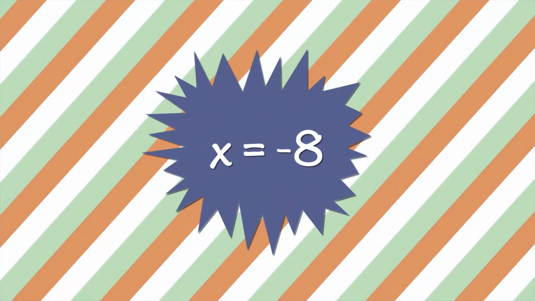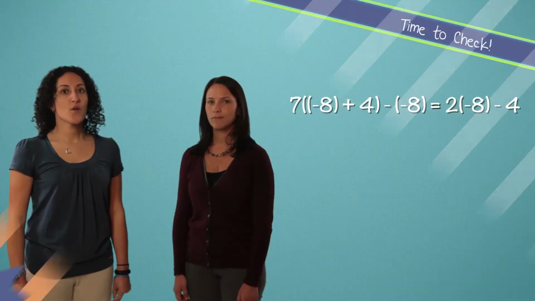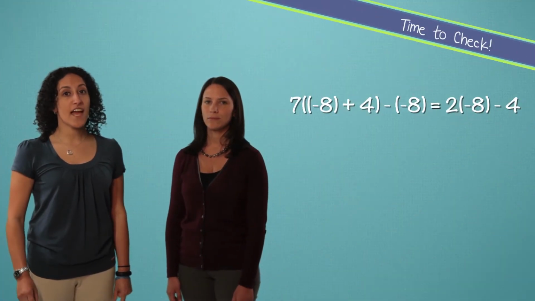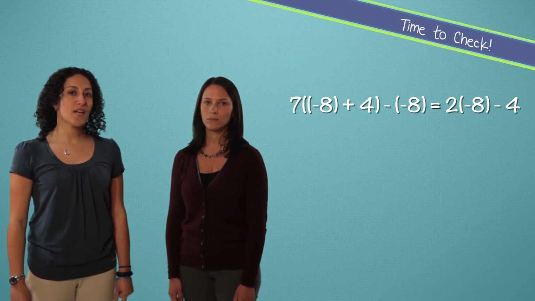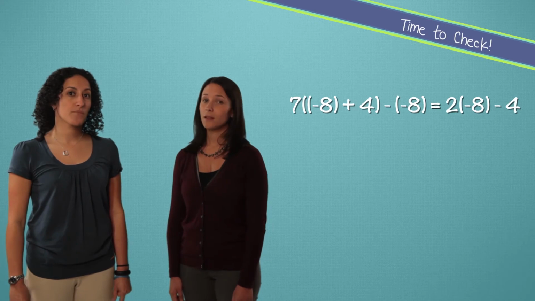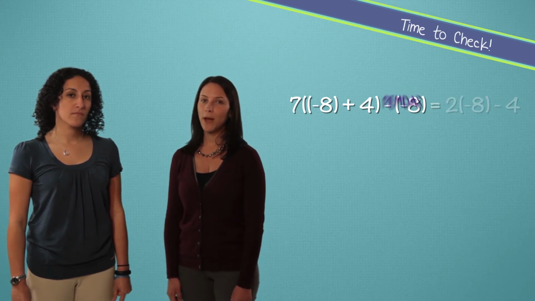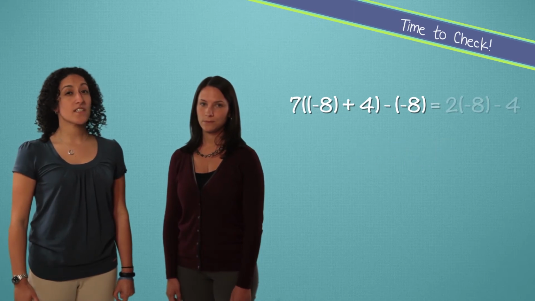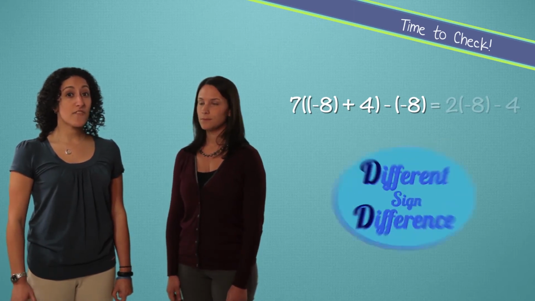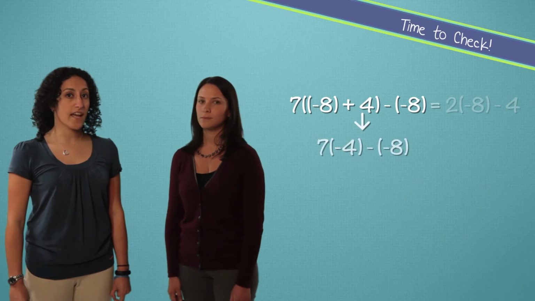Time for a check. x is negative 8, so be sure to keep that sign attached to the 8. We have 7 times the sum of negative 8 and 4, minus negative 8, is equal to 2 times negative 8 minus 4. Let's look at the left side first. Remember PEMDAS, we need to take care of our parentheses first. Inside the parentheses is negative 8 plus 4. Different sign, difference. So this is negative 4.